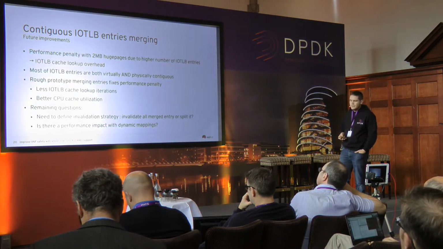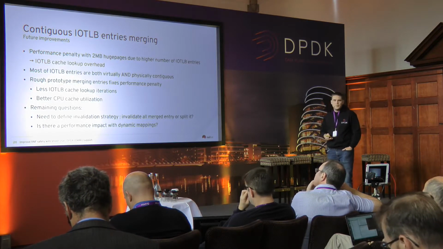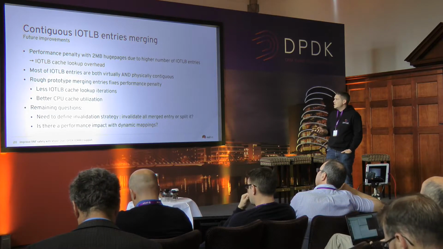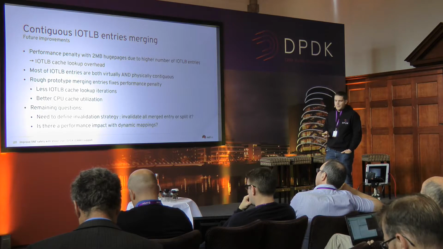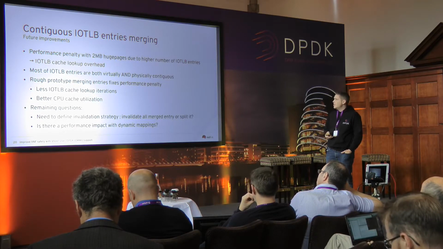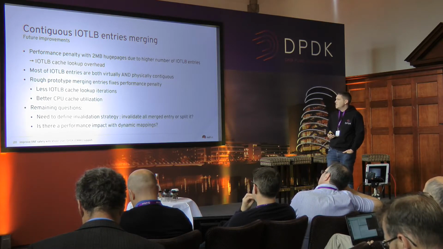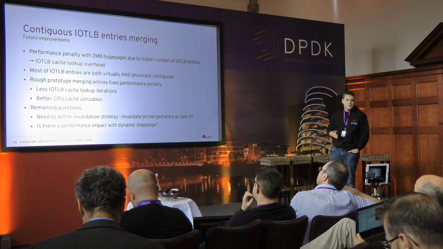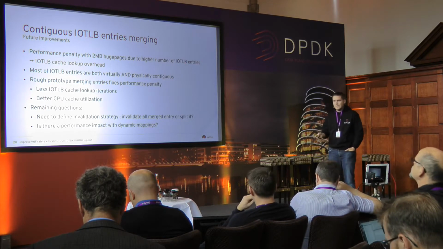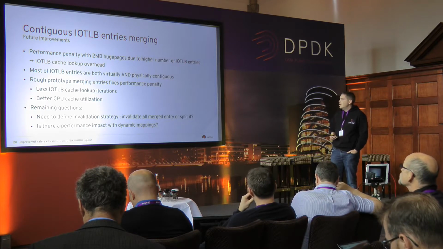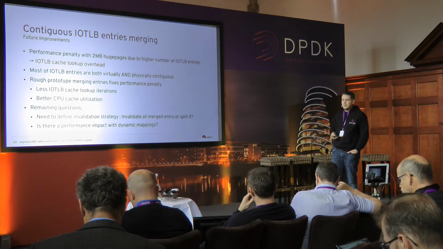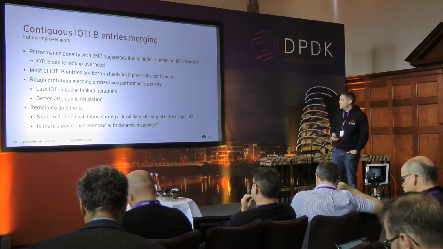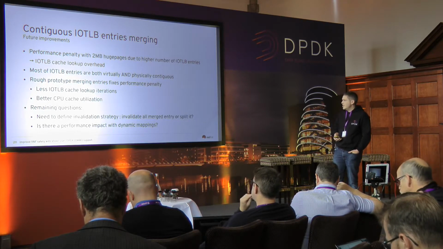So what could we do next to improve the performance? One thing I prototyped quickly, to avoid the overhead of the cache lookup, is to merge IOTLB entries that are both physically and virtually contiguous with the same permission. So it was really a rough prototype, but by doing this, I recovered the performance regression I noticed with 2 meg pages.